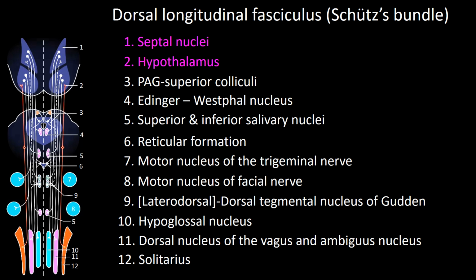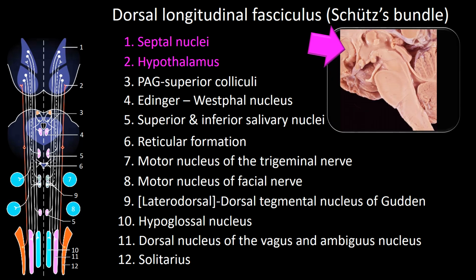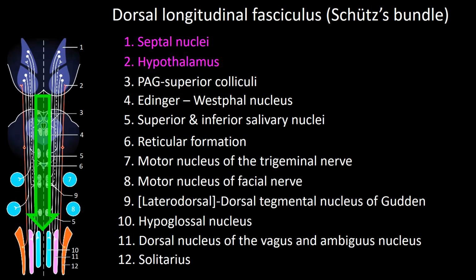So let's now explain how fibers arising from the septal nuclei and the hypothalamus, which correspond to the structures in the area indicated by the arrow, reach the brainstem nuclei. From these septal nuclei and hypothalamus structures, some fibers contributing to the DLF run for a long distance without making any intermediary stops from the basal forebrain to the cranial nerve motor nuclei, while others run for a relatively short distance and make intermediary stops along the way.